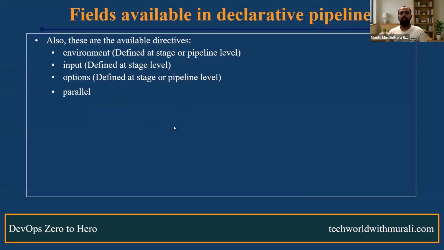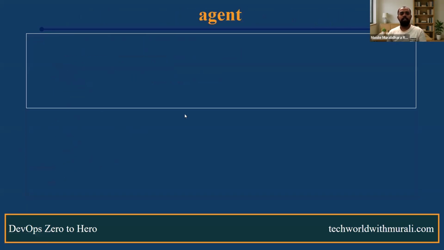Now here, parallel. In case you want to run that particular Jenkins job in parallel, we can define that one as well. And parameters, build with parameters, if you remember we use that, the parameters also we can define. And post, and also script and also tools, retry, triggers, and also when. There are multiple options available. Understand that? Environment, input, options, parallel, parameters, post, script, tools, triggers, and when. These are the things available.